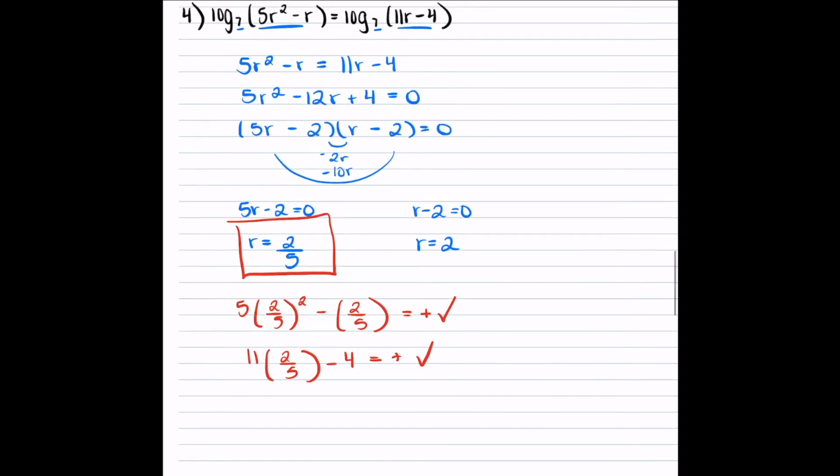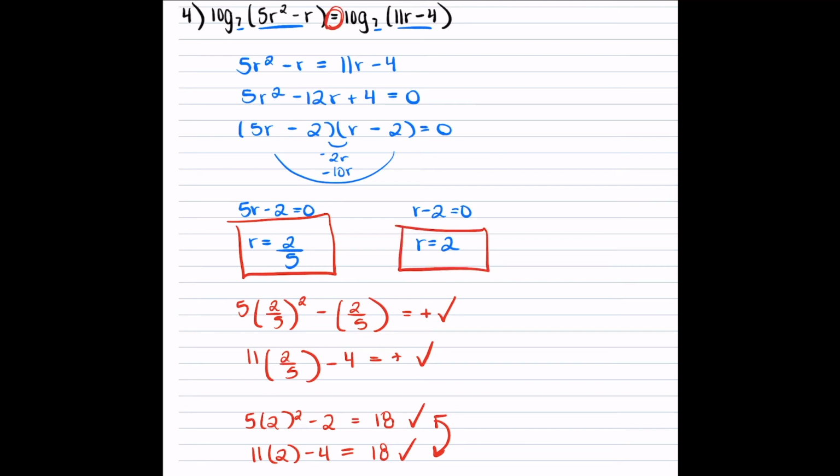And now we plug in r equals 2. So 5 times 2 squared minus 2. That's 20 minus 2, that's 18, positive. And 11 times 2 minus 4, 22 minus 4. It's also 18. Now you guys can also see how that works. They are equal to each other. So r equals 2 is also one of our answers.